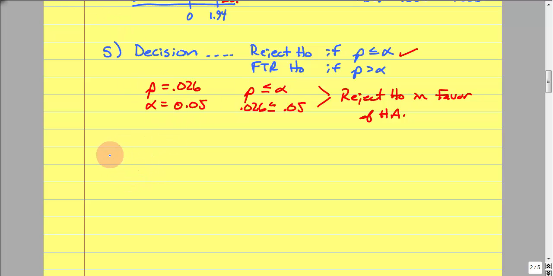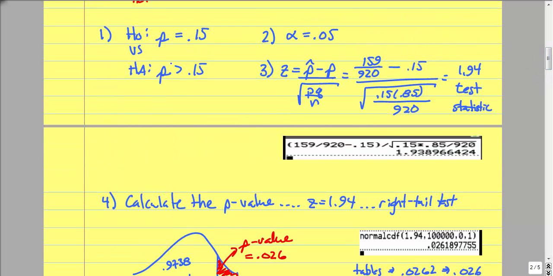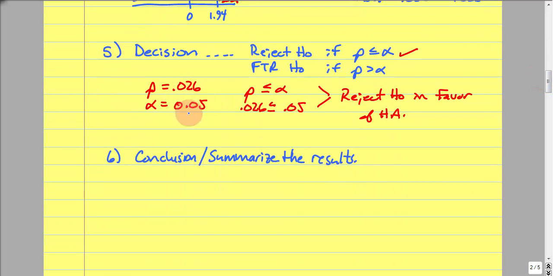Now my next step would be to make some sort of a conclusion here, or summarize our results. Now we have to be careful how we summarize this. So we were saying that we're testing to see if the proportion of people who use email is more than 15%. Okay, so we rejected H0, so we have support for HA. So I would say the data supports the conclusion that more than 15% of households use email.